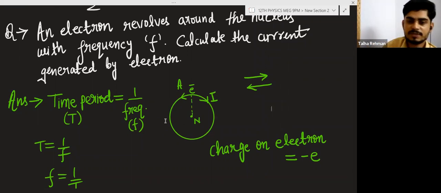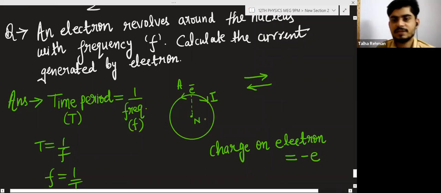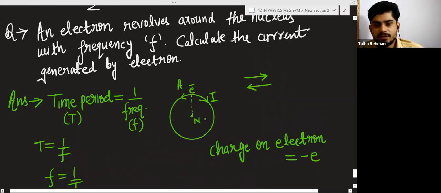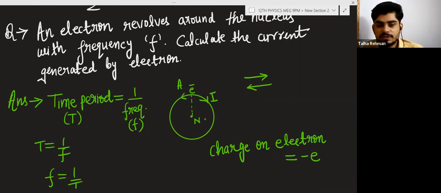And for nucleus, nucleus is at the center of atom, and electron revolves around the nucleus in the circular orbit. All of you please note down.